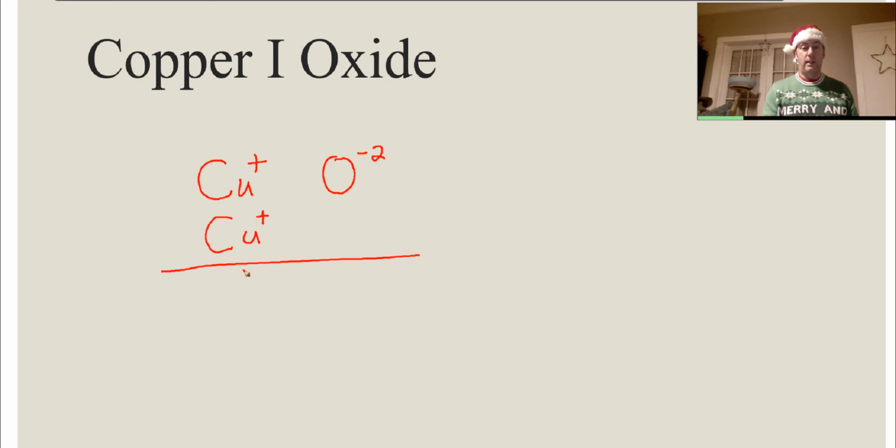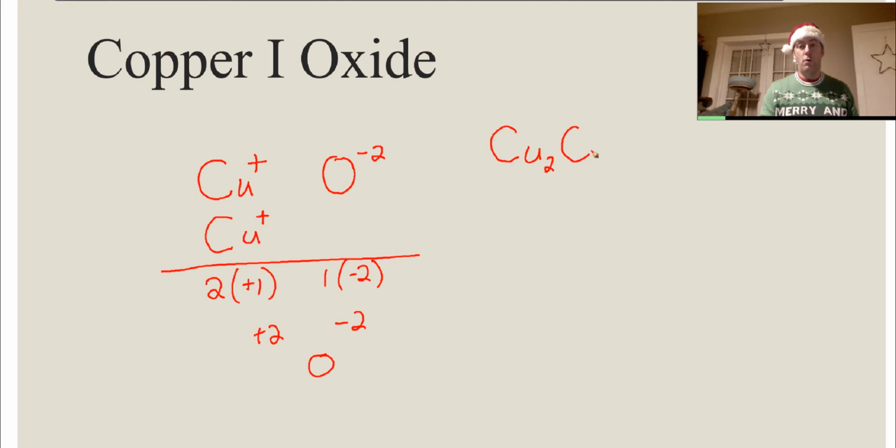So again, we can think of this like I have 2 of these +1 charges. That gives me a total of +2 here. I just have 1 oxygen, which is -2. That gives me a total that adds up to 0, right? So as we think of balancing out these charges, the formula for copper 1 oxide is going to be Cu2O.